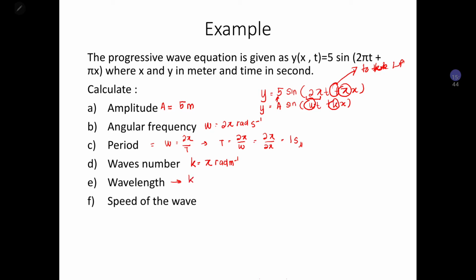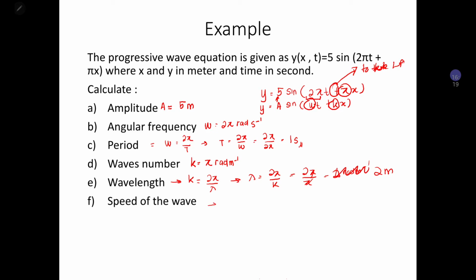So, tapi kita tahu K sama dengan 2 pi over lambda. So that lambda sama dengan 2 pi over K, sama dengan 2 pi over pi. So it will become 2. Okay, sama dengan 2 rad meter negative 1. You want to calculate wavelength, right? So it will become 2 meter.